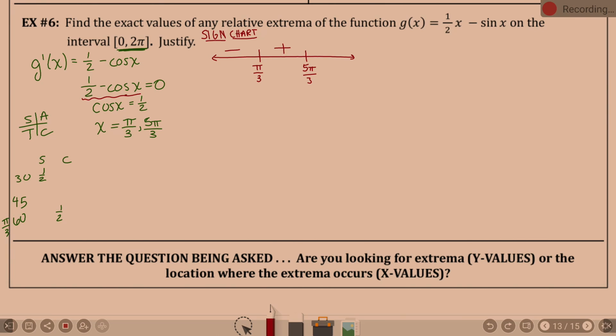And then bigger than 5 pi over 3? Well, the cosine of anything bigger than 5 pi over 3, well, cosine of, what do we say, 2 pi is what we're doing, only because it's just barely there. Cosine of 2 pi is the same over here, so that's going to be 1. 1 half minus 1 is negative. So what's this graph doing? That was G prime up there. So G is decreasing, increasing, decreasing.